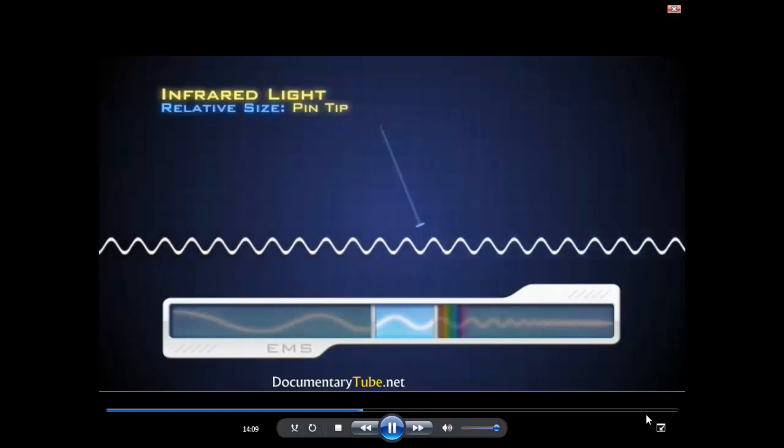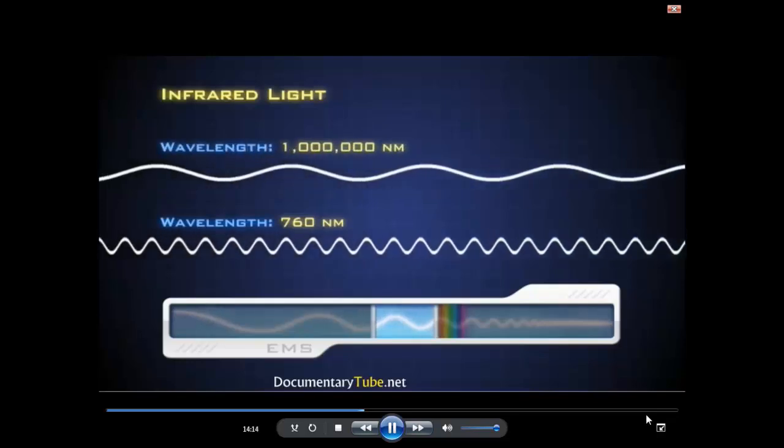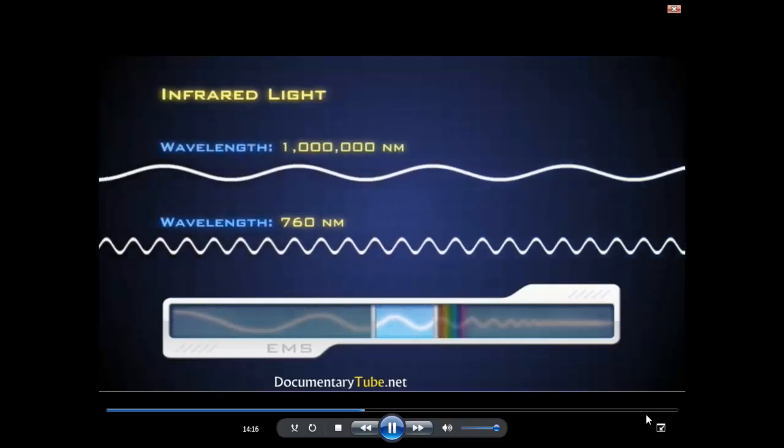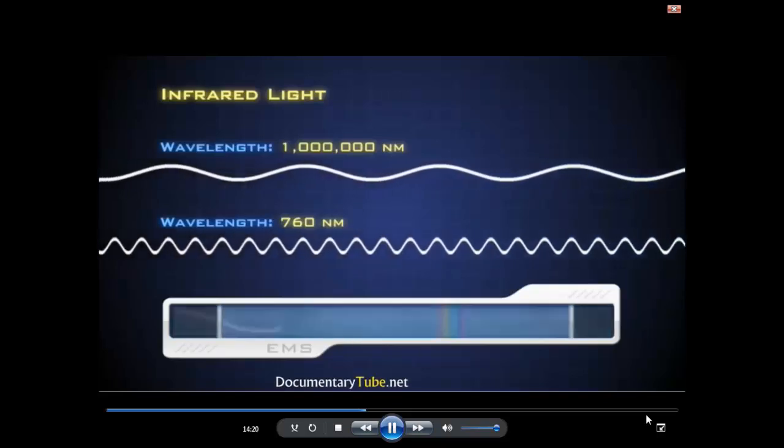This region consists of short wavelengths around 760 nanometers to longer wavelengths about 1 million nanometers, or about 1,000 micrometers in length. We can sense some of this infrared energy as heat. Some objects are so hot they also emit visible light, such as a fire. Other objects, such as humans, are not as hot and only emit infrared waves. We cannot see these infrared waves with our eyes alone.